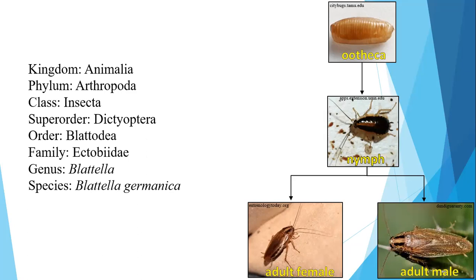The female will actually carry this ootheca around, and when the eggs are close to hatching, she'll deposit it typically on the ground, and they'll hatch from the ground. And the scientific name for the German cockroach is Blotella germanica. They belong to the Blotella genus, along with a few other members.